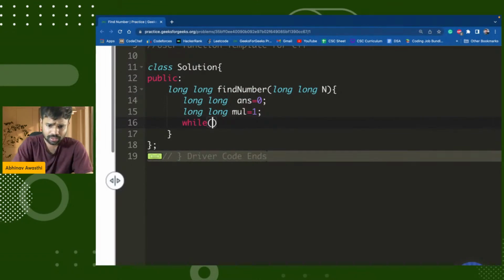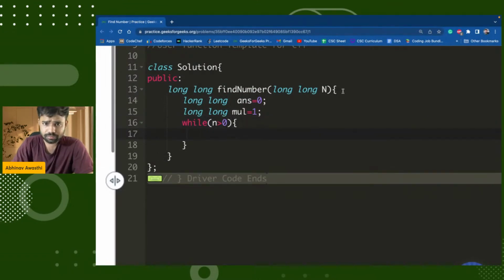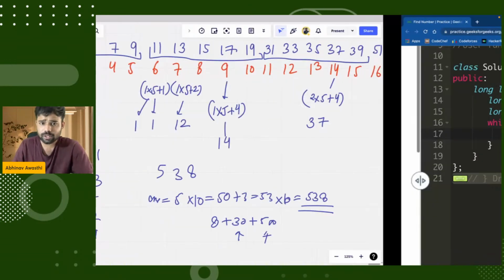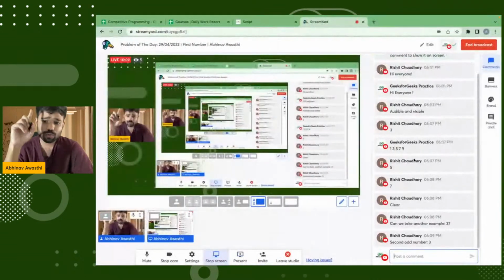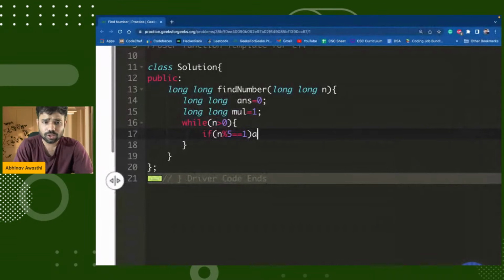So I will write while my n is greater than 0. Now see, guys, if my value of n mod 5 is 1, then what will be the answer? If my n mod 5 is 1, which is the first odd number? Like I'm getting this last digit. So if the value is 1, which is the first odd number?